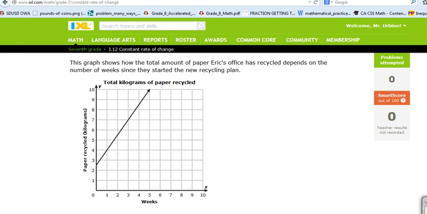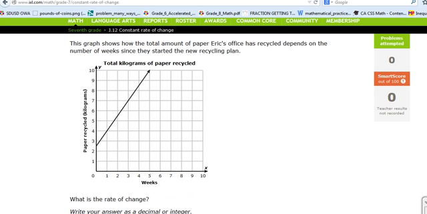Hey guys, so we're going to take a look at how we can do IXL J12, constant rate of change. What we're going to be doing with these types of problems is finding the slope of our line and interpreting what that means. So for our first problem we have the following information.